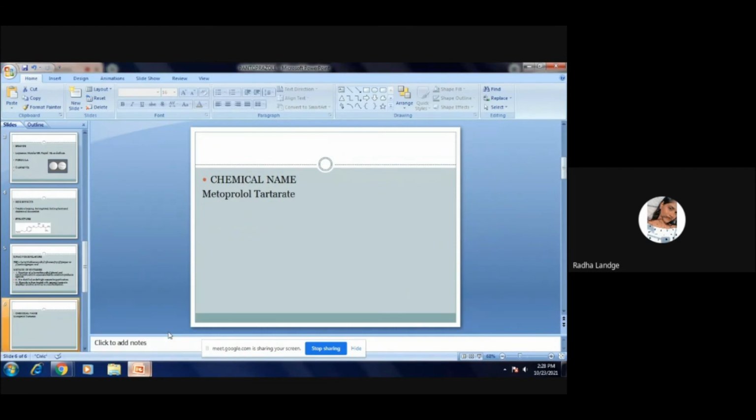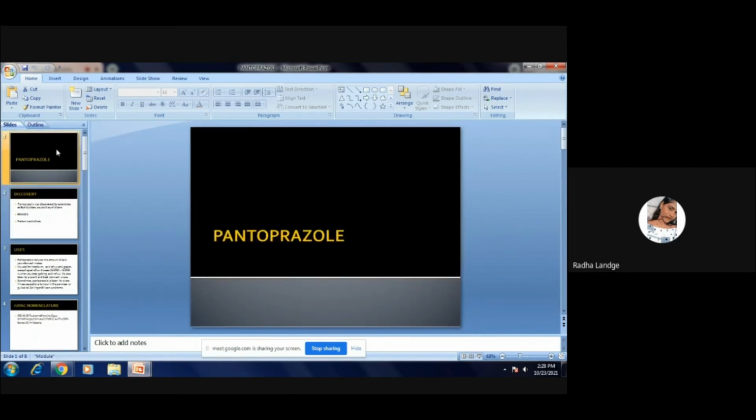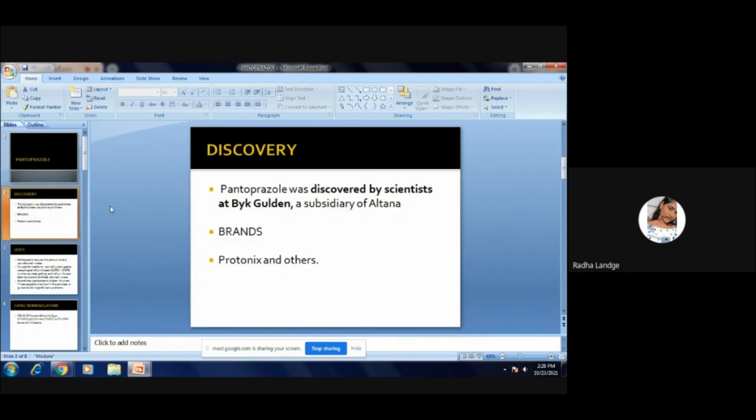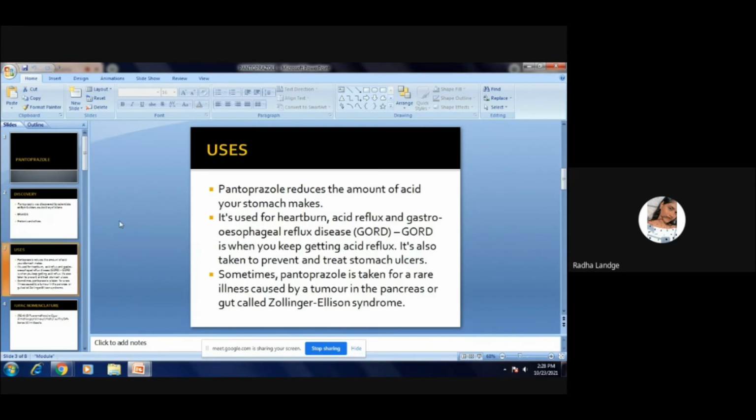My second drug is pantoprazole. Pantoprazole was discovered by scientists at Byk Gulden, a subsidiary of Altana. Its brands include Protonix and many others. Its uses: pantoprazole reduces the amount of acid in your stomach. It is used for heartburn, acid reflux, and gastroesophageal reflux disease. It is also taken to treat stomach ulcers. Sometimes pantoprazole is taken for a rare illness caused by a tumor in the pancreas.